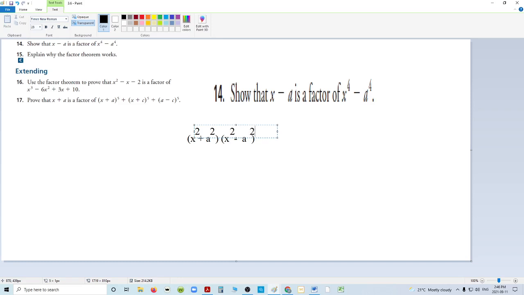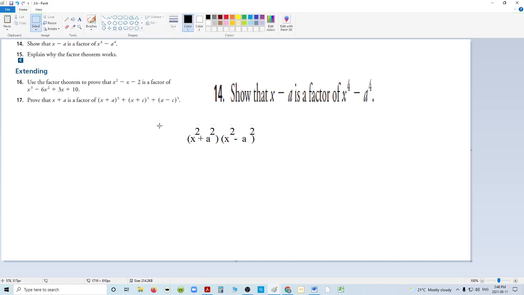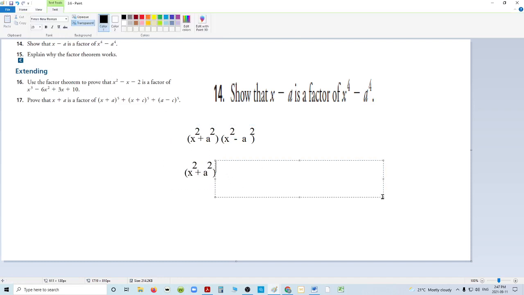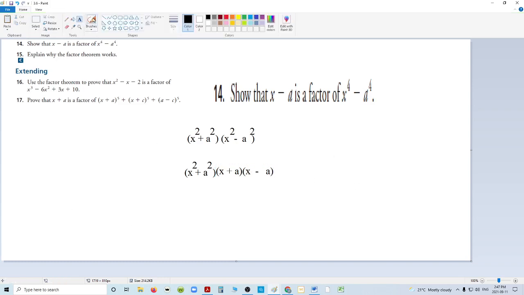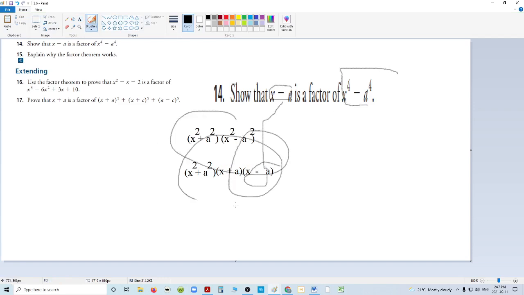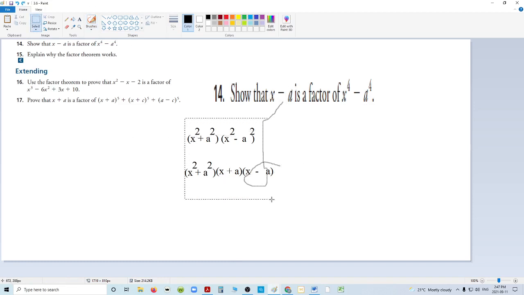Well, that first one can't be factored, so it's just going to stay the same. But the second one is a difference of squares again. And it's x plus a and x minus a. So it doesn't matter if there's an a in there. These rules still work. You just treat a like a number. And right there we've proven that x minus a is indeed a factor of this, just by using simple difference of squares. What I think they wanted us to do, though, is use synthetic division.